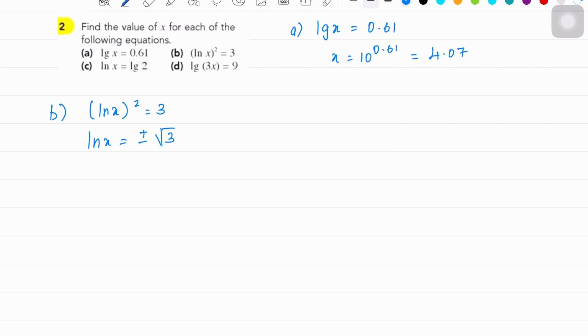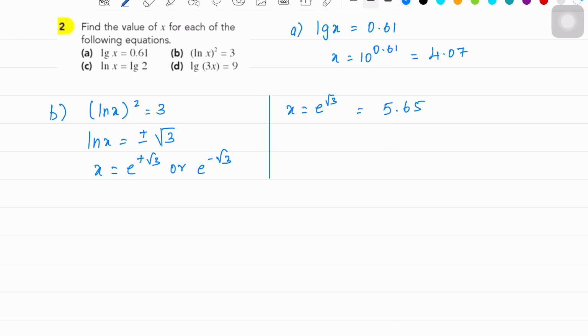So x equals e power plus root 3 or e power negative root 3. We have to consider both the cases, and let's do them one by one. x equals e power root of 3, taking the positive value first. This is 5.65 after applying the value for e and root 3, and simplifying this, you will get the answer 5.65.